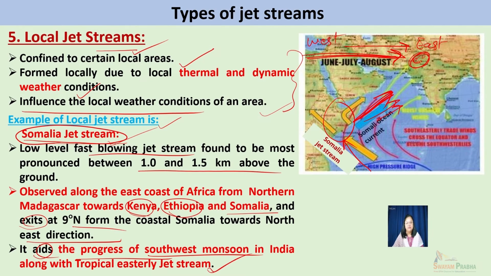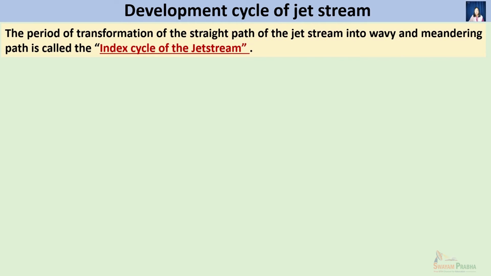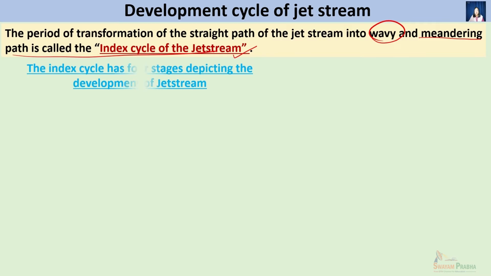influencing the local climate of any area. Now coming to the development cycle of the jet stream, the period of transformation of the straight path of the jet stream into a wavy and meandering path is called the index cycle of the jet stream. And the index cycle of the jet stream is divided into 4 stages, which depict the progression of the jet stream from an almost straight stream of air to a very extensively developed wavy and meandering air system.